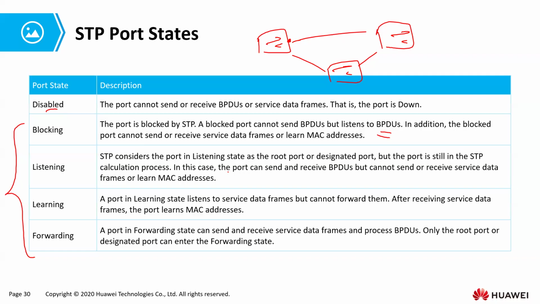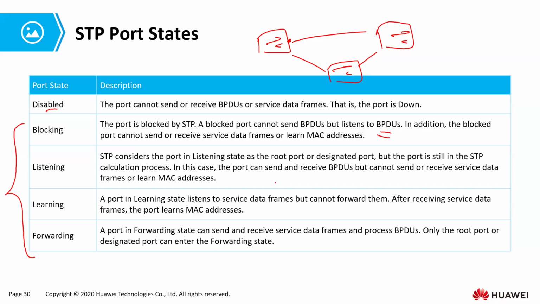STP considers the listening state as the root port or a designated port, but the port is still in the STP calculation. In this case, the port can send and receive BPDUs, but cannot send or receive data frames. So here we are sending and receiving BPDUs, but we are not sending any data, the information, our messages. BPDUs, yes. Data frames, no.